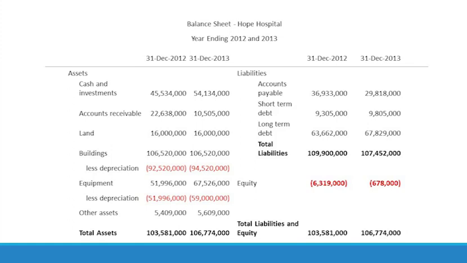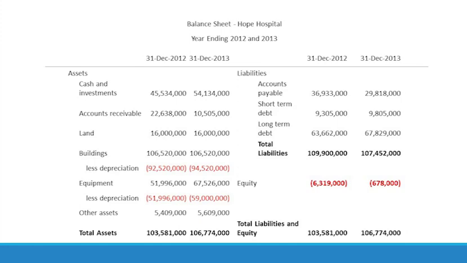In this example, you will note that equity was a negative $6,319,000 on December 31, 2012. This compares to a negative $678,000 on December 31, 2013. This means that the organization is stronger, since its negative equity has been reduced from one year to the next.